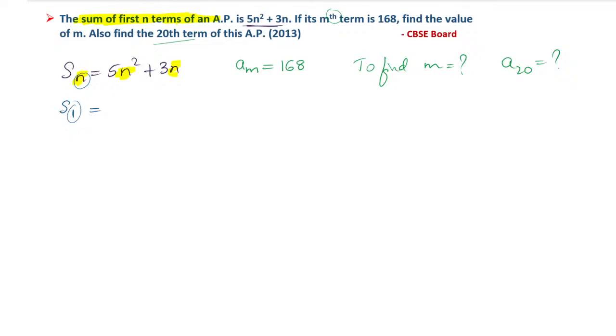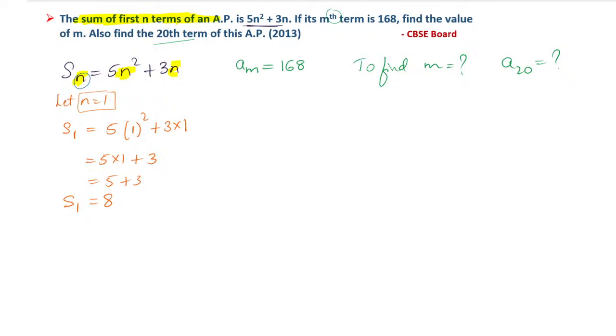So here you can write it down. Let n is equal to 1. So we go for S1. S1 is equal to 5 into n square, means 1 square, because we have taken the n value as 1, plus 3 into 1. 5 into 1 square is 5, plus 3 ones are 3, 5 plus 3 is 8. So here we found that the S1 value is equal to 8.